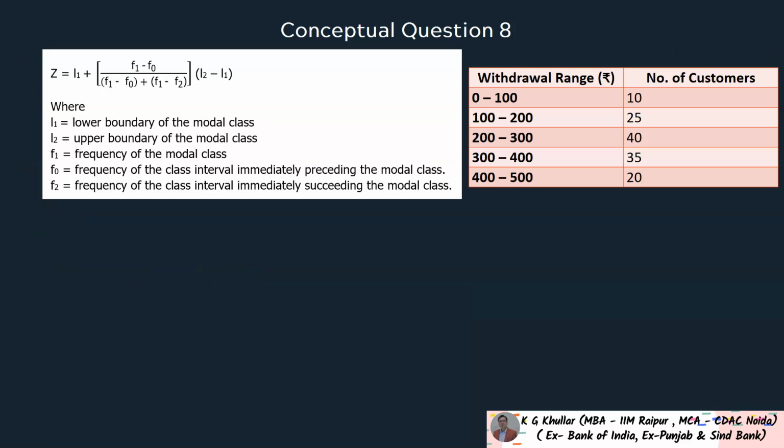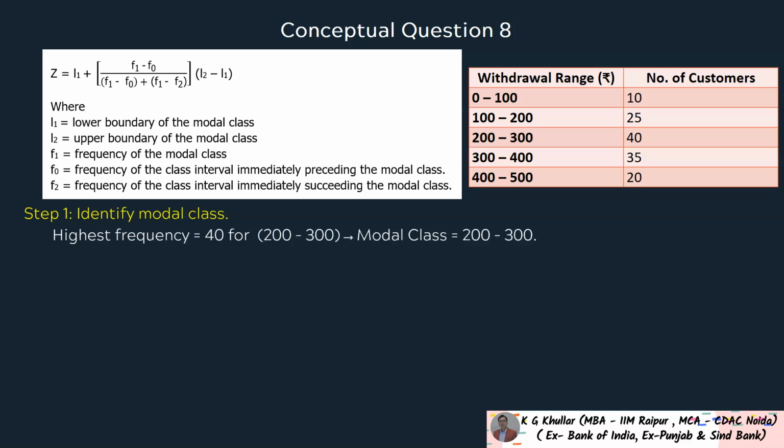Now in step 1, we have to identify the modal class. As you can see, the highest frequency is 40 for the class 200 to 300, which implies the modal class is simply 200 to 300. So with this, you can easily find the values of F1, F0, F2, L1 and L2. That is, L1 is simply 200, L2 is 300, F1 is 40, F0 is 25 and F2 is 35.